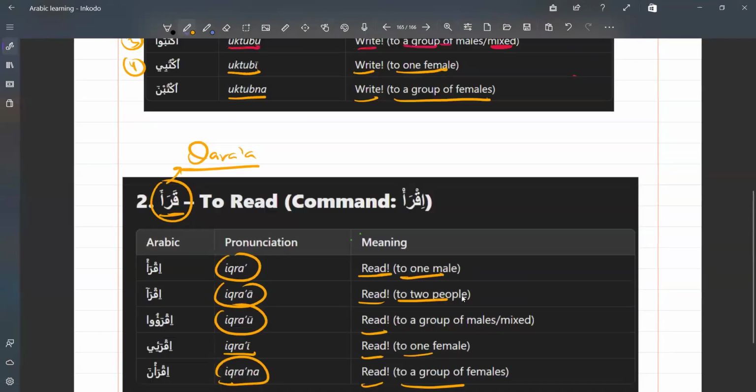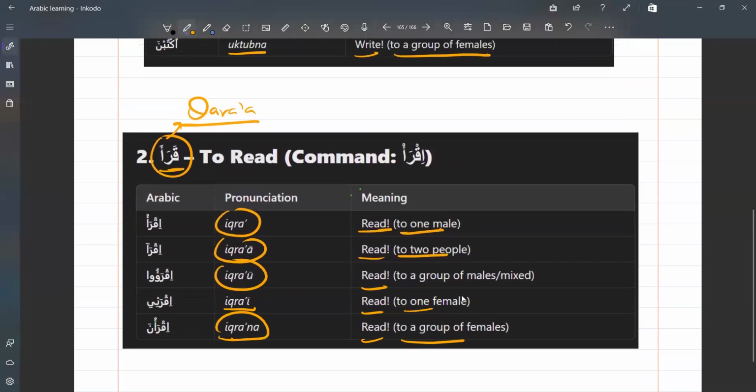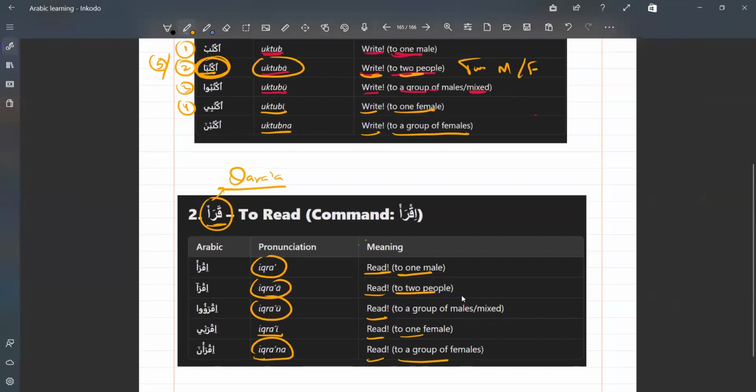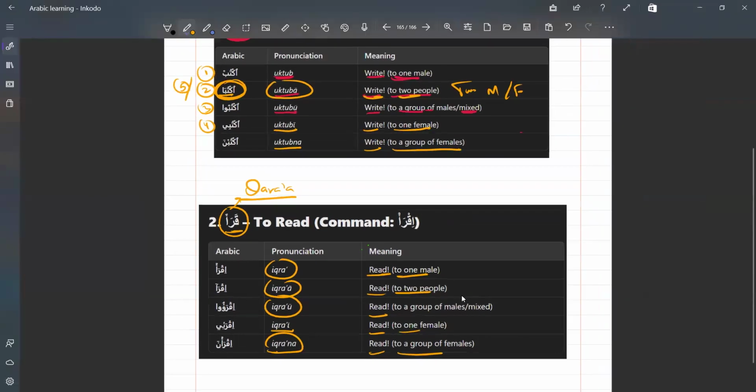So you see how the ending is the same. You can compare the endings of the verb kataba and qara'a. The endings of the variations of the command form are the same.